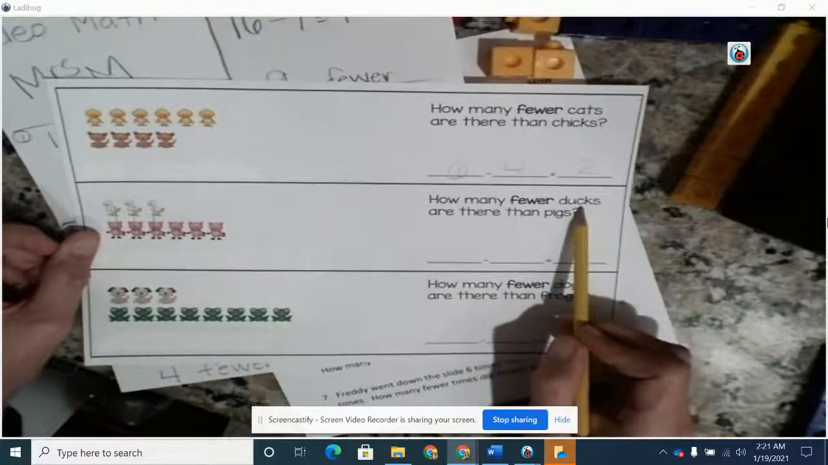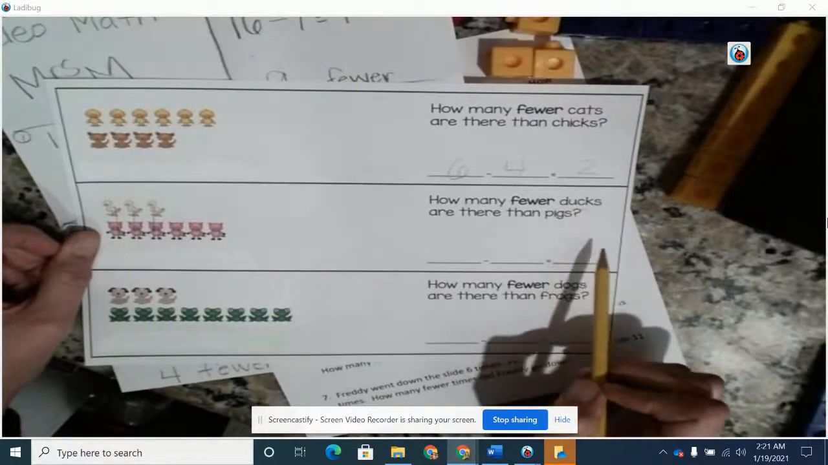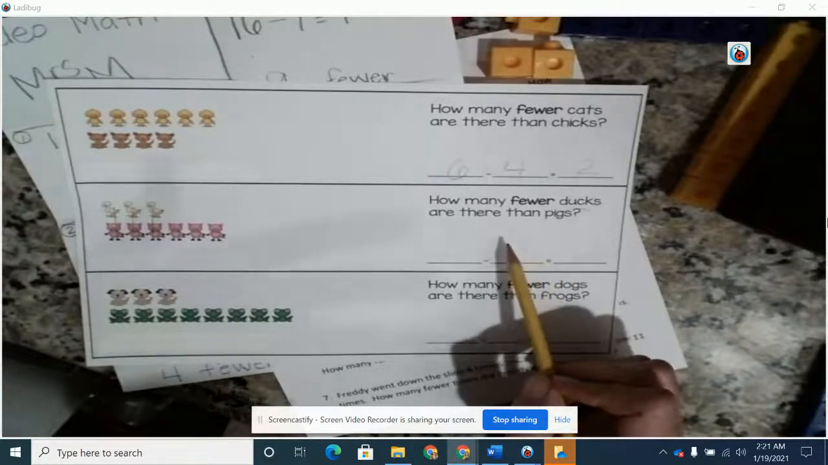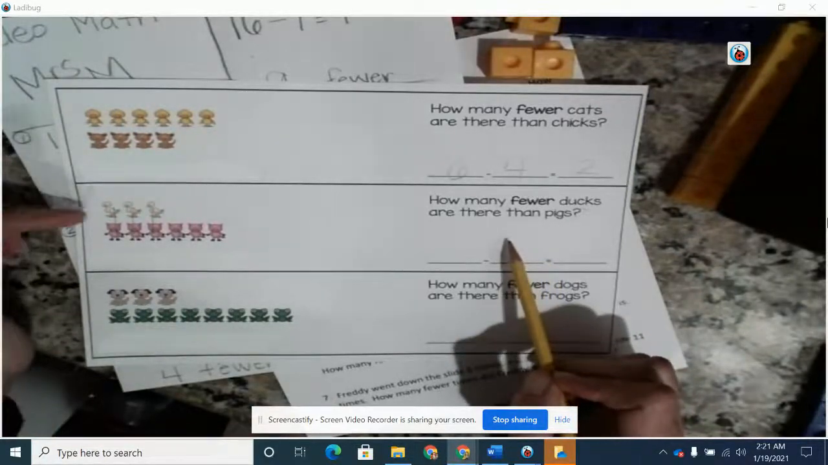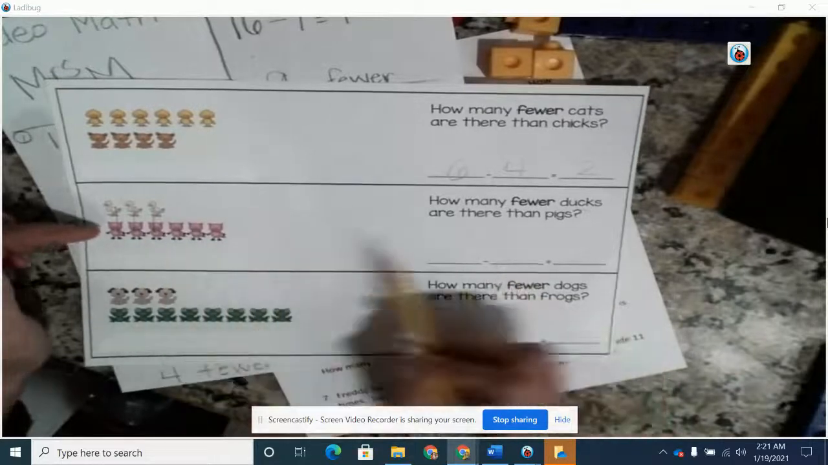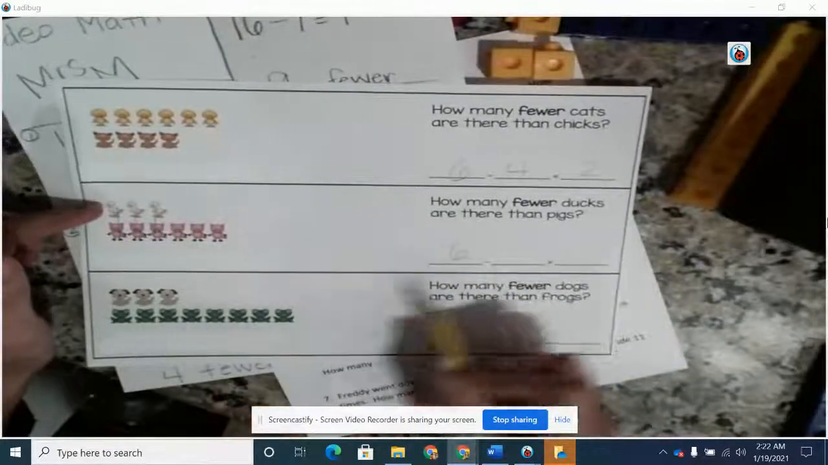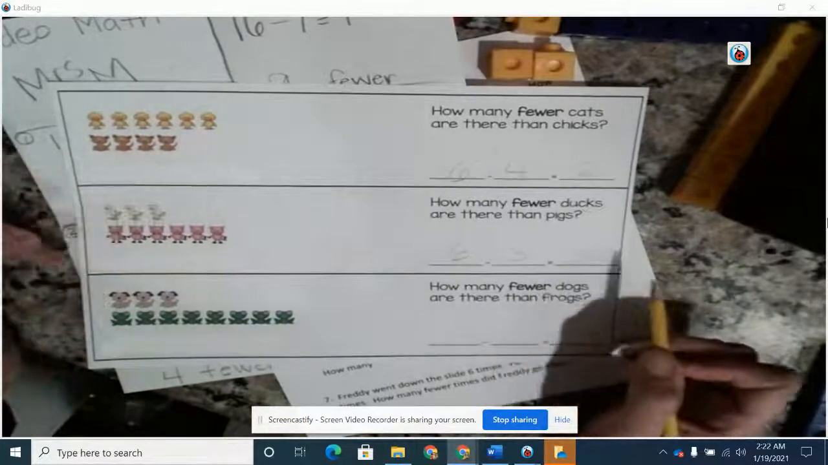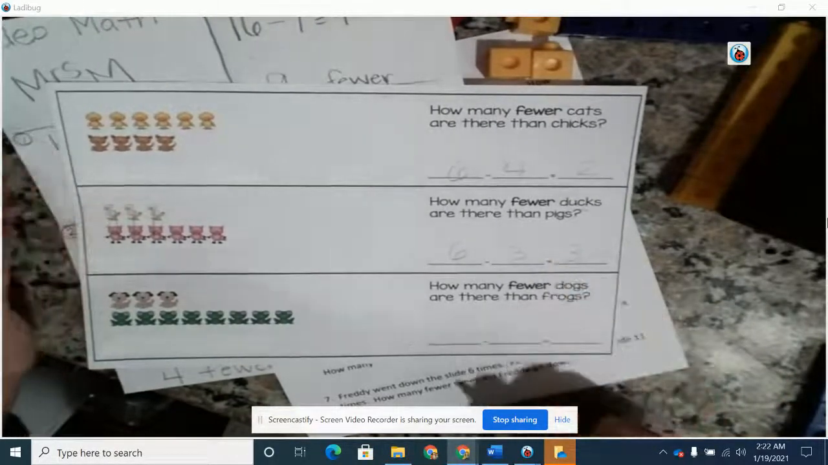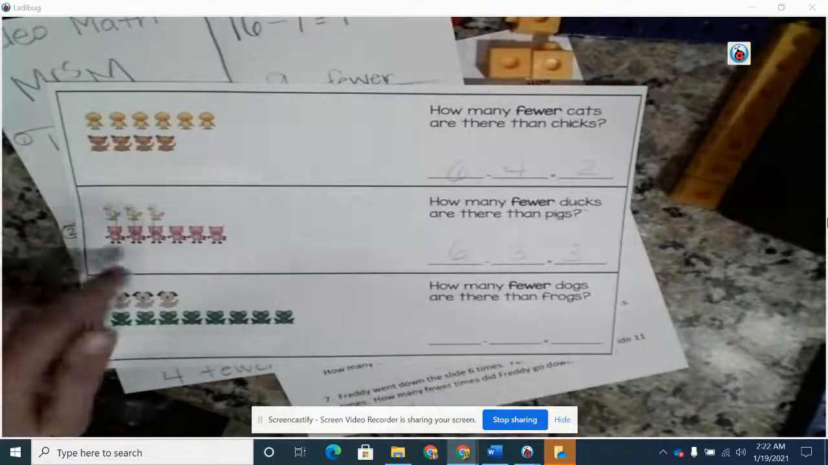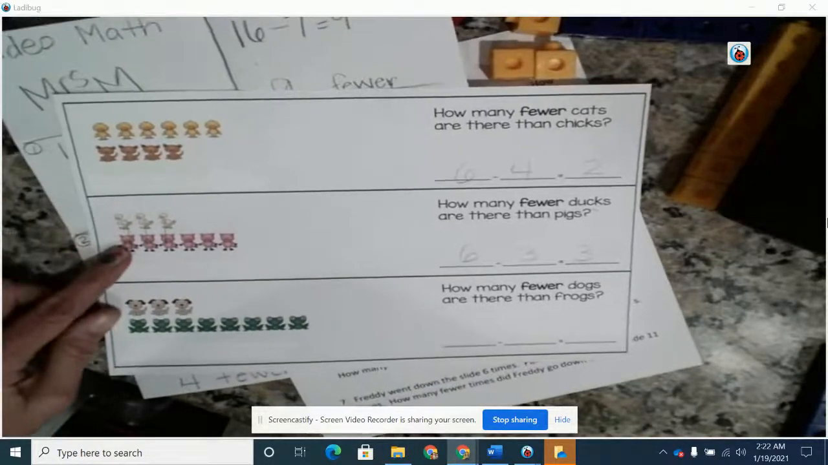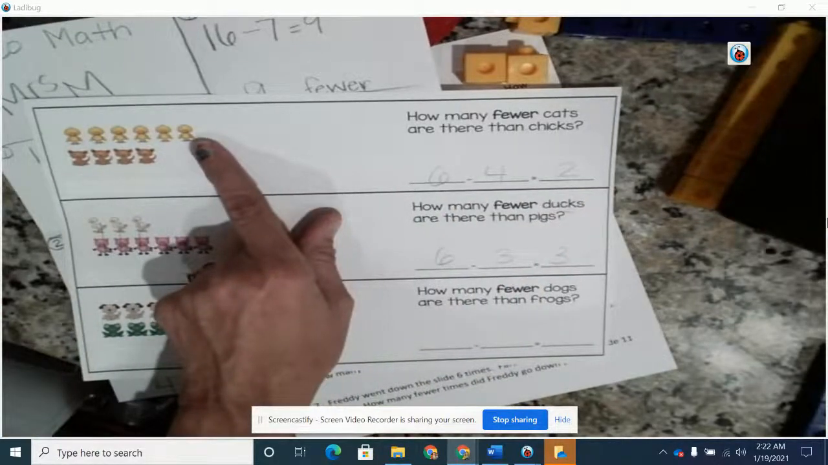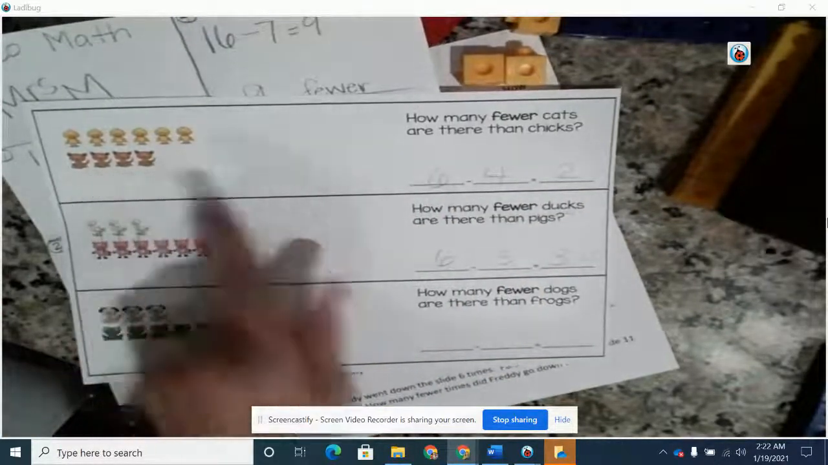So how many fewer ducks are there than pigs? This one's a little easier because you're just talking about these animals and it's not a true life story like the other ones. But this one would start with my 6 pigs, and then I'm taking away my 3 ducks, and there are 3 that do not have a partner. So there would be 3 fewer. So there are 3 fewer ducks than there are pigs. There are 2 fewer chicks, or I guess they're ducks. What are they? Chicks than cats.